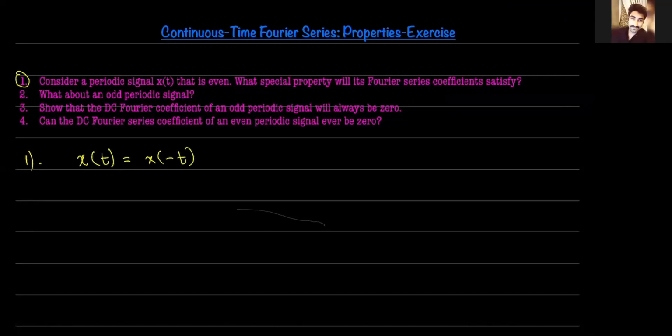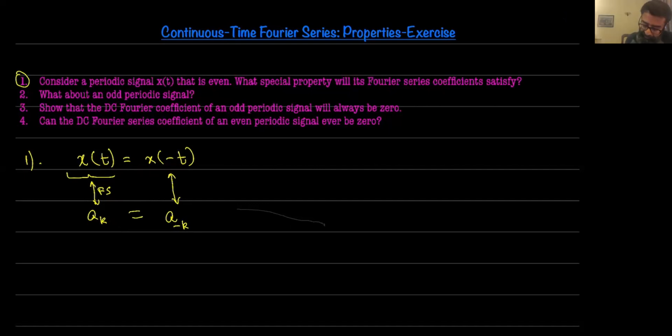Yes, sir. Right? And I know that the Fourier series coefficients for this, if this is a[k], I know from the previous module, which was immediately before this exercise, that it is going to be a[-k], right? Minus k. Yes, sir. So if x(t) equals x(-t), that means they must be the same in the Fourier domain as well, right? Yes, sir. So therefore, this must be true, and that's the condition they need to satisfy.